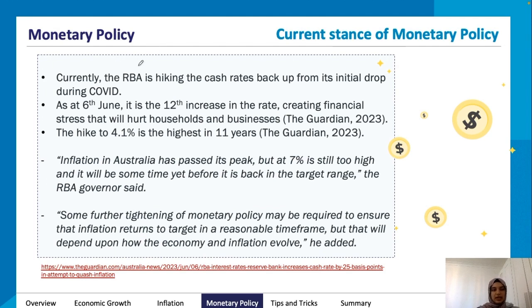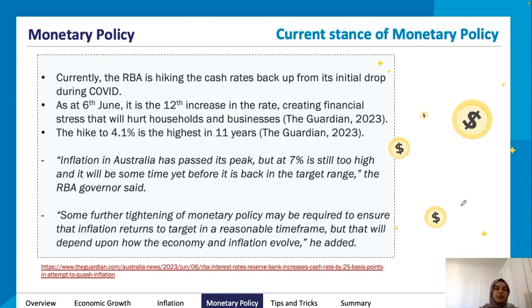So let's have a look at some of these ideas here. So the current stance of monetary policy. Currently, the RBA is hiking the cash rate back up from its initial drop during COVID-19. During COVID-19, there were a lot of decreases in the rate, and there were a lot of issues surrounding that, so they had to address those issues. They had essentially decreased the rate quite a bit to try and increase spending, because in the aftermath of COVID a lot of people were just saving all of their money. They weren't going out to spend, etc.